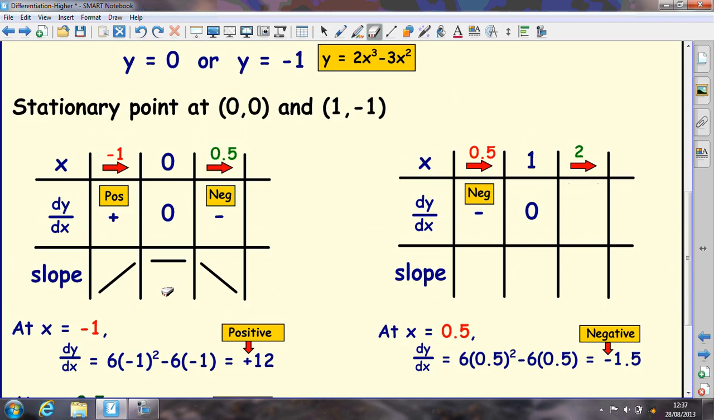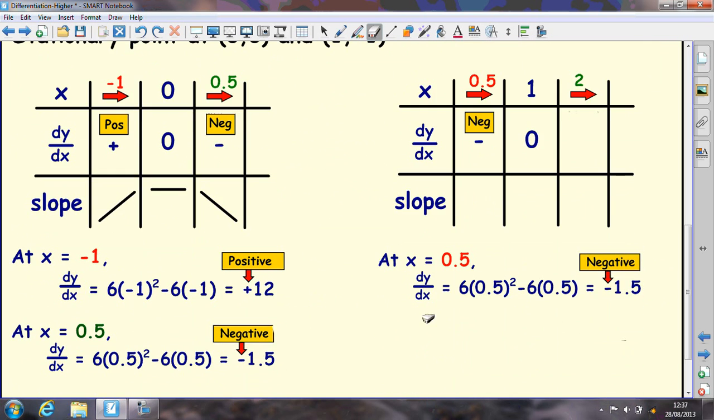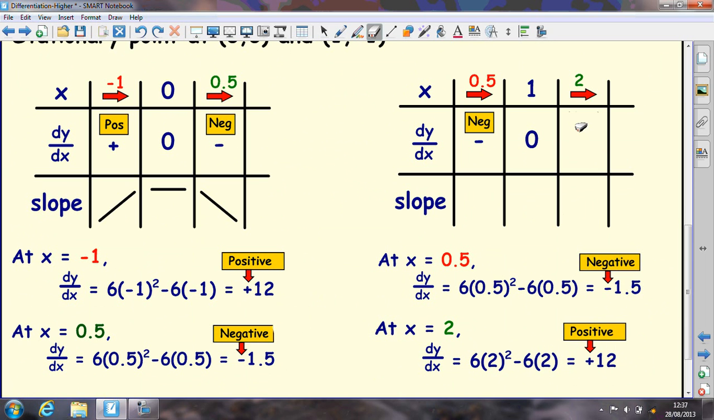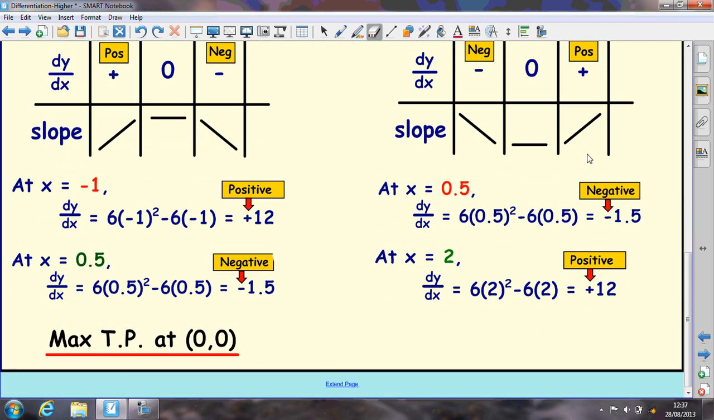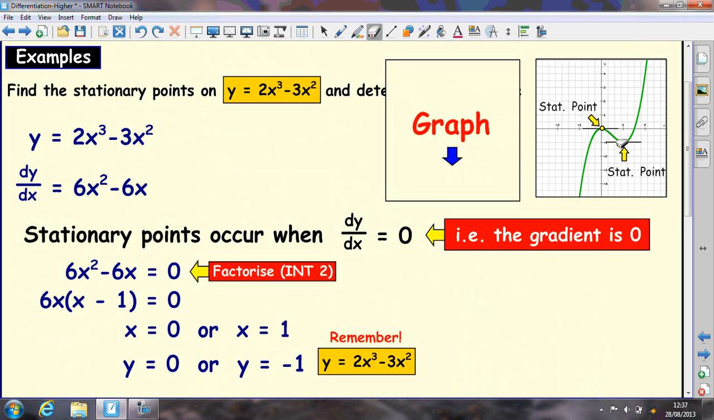And then we'll put 2 into the derivative. Remember, the derivative is this bit here. So subbing that in, we get 6 times 2 squared, take away 6 times 2, and that comes out as 12. So that's positive. So we have negative gradient, flat for 0 gradient, and then increasing for positive. So that's a minimum turning point at 1, negative 1. And if we look at the graph, we have a maximum into a minimum.